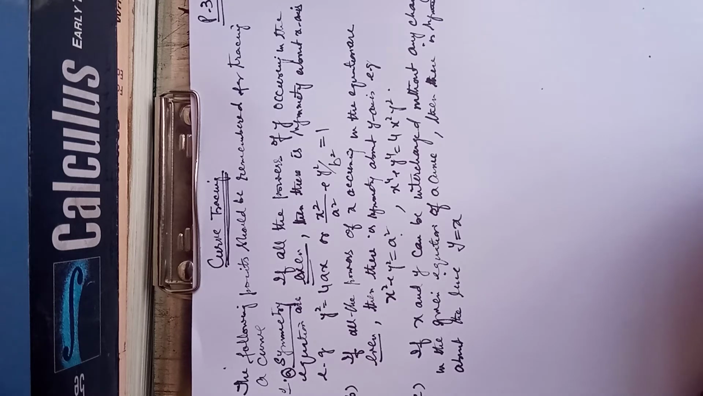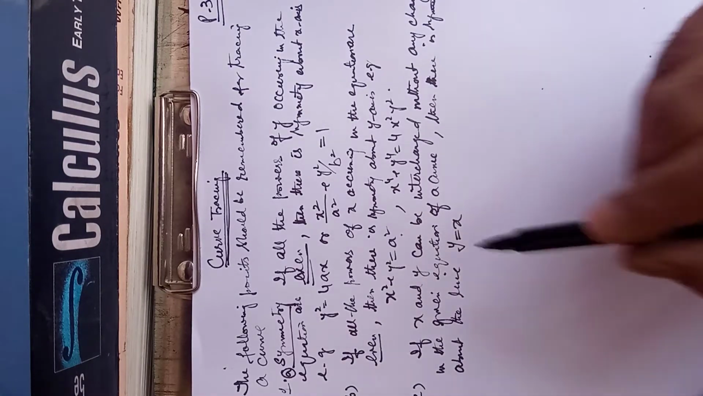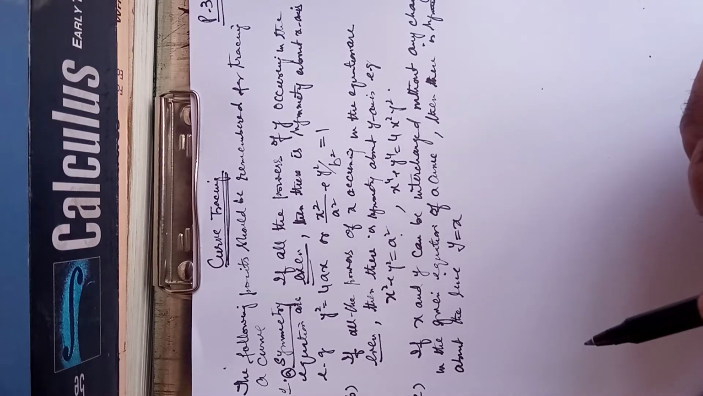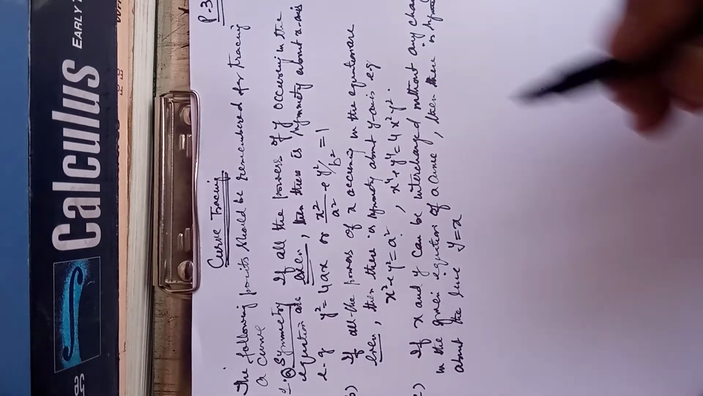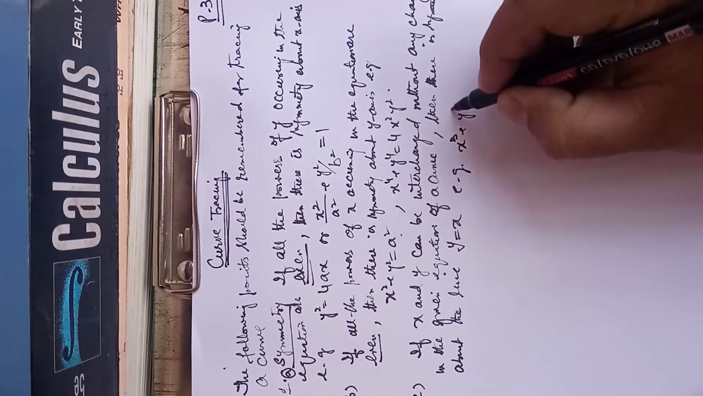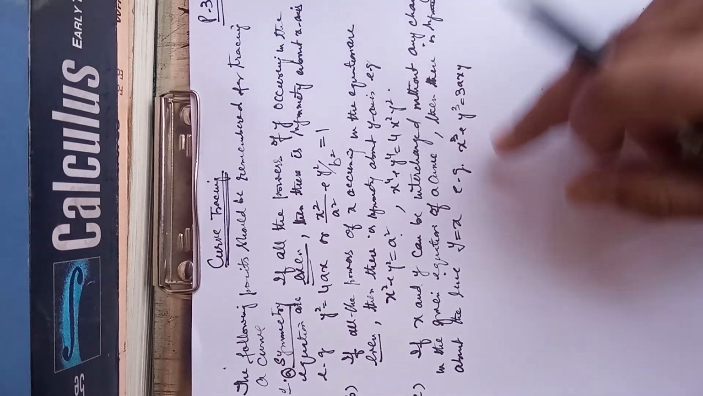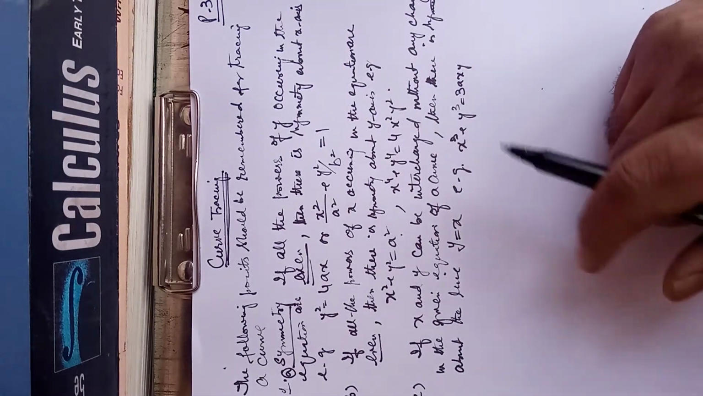That is the line passing through the origin and making an angle of 45 degrees with positive direction of x-axis. For example, x cube plus y cube equal 3axy. You see, when x is replaced by y and y is replaced by x, there is no change.